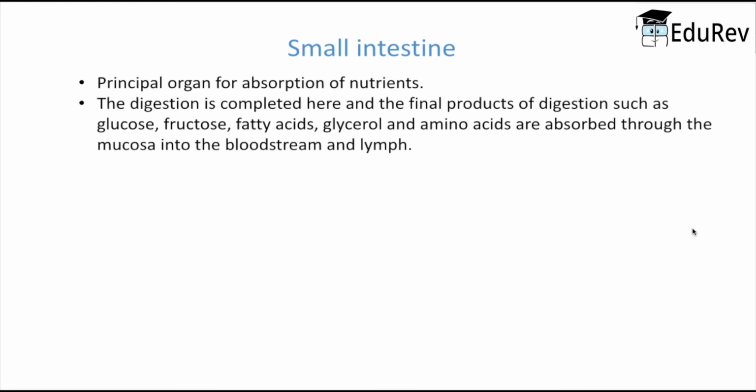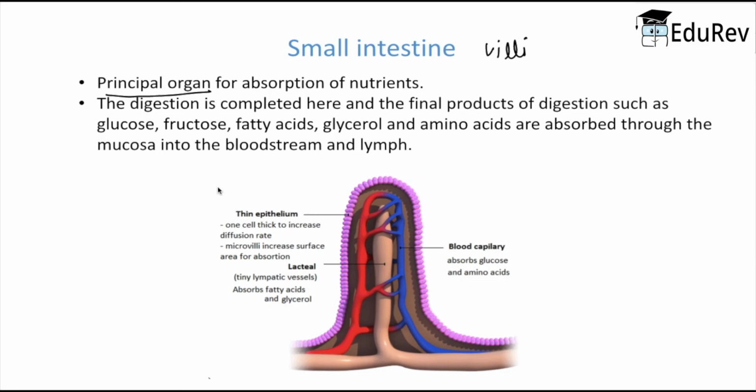As we have learned how absorption takes place inside the intestine, we know that the small intestine is the principal organ for absorption of the nutrients. And you know the reason very well: the villi present inside the small intestine facilitate the maximum absorption process. Now we know that in the small intestine the digestion is completed, and the final products of digestion such as what? Glucose, fructose, fatty acids, glycerol, amino acids, all these nutrients are absorbed through the mucosa layer and into the blood capillaries, as you can see inside the villi.